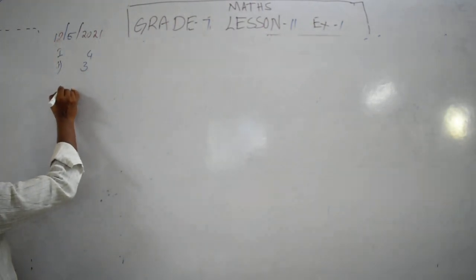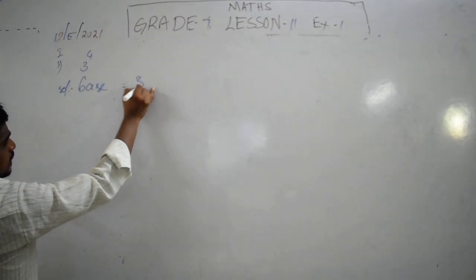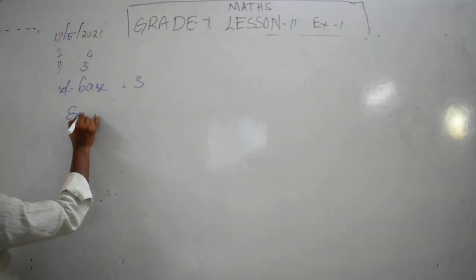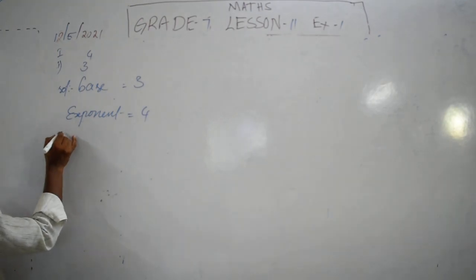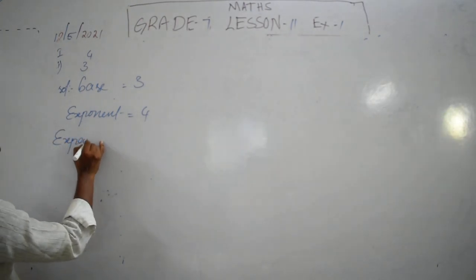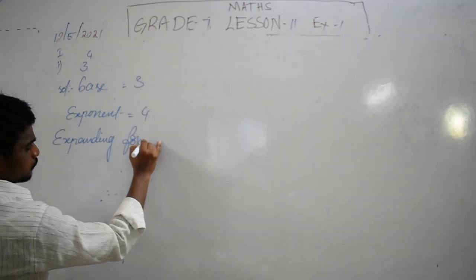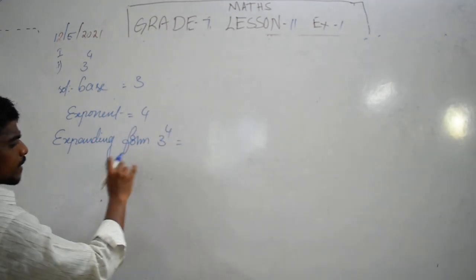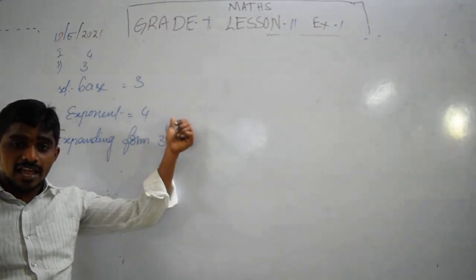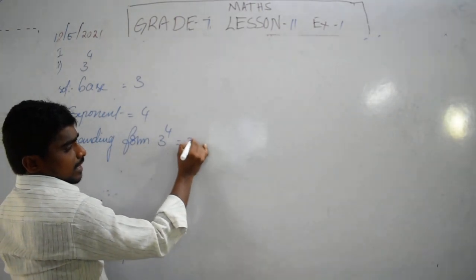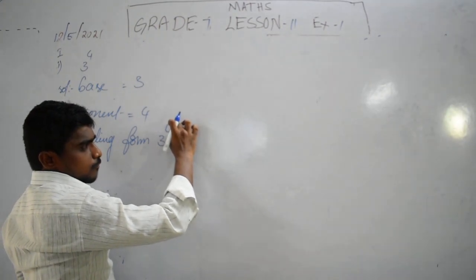Here see, base is 3. Exponent is 4. Expanding form: 3 power 4 expanding form. See, 3, 4 times we are multiplying. Why 4 times we multiply? Here exponent, which number? 4.